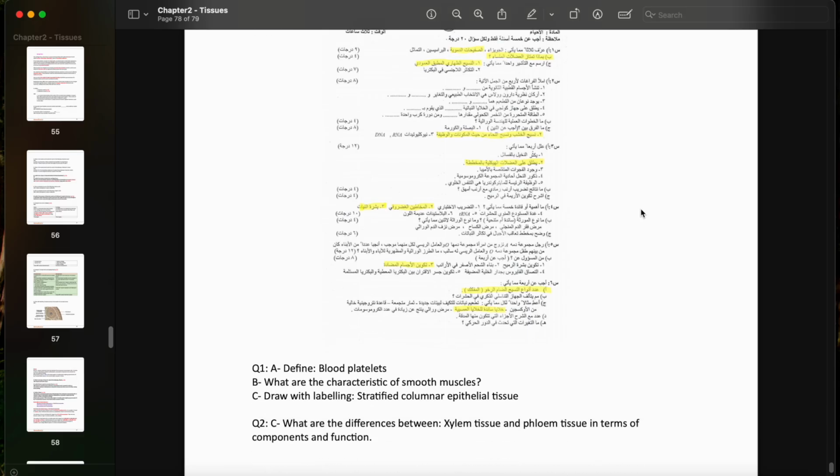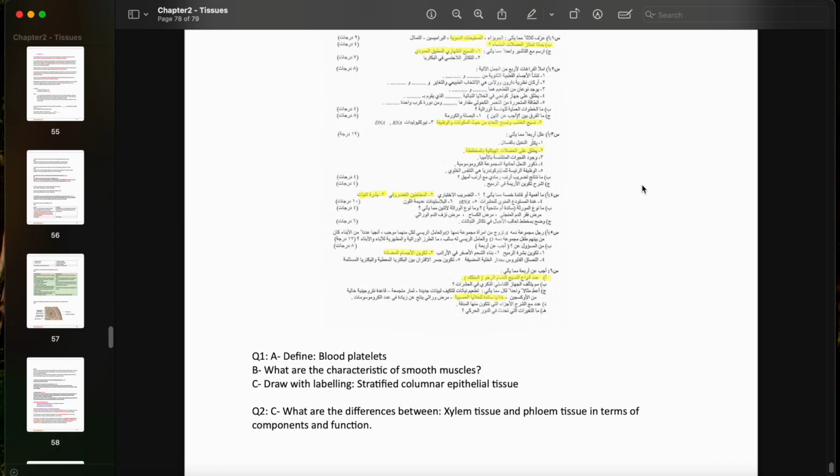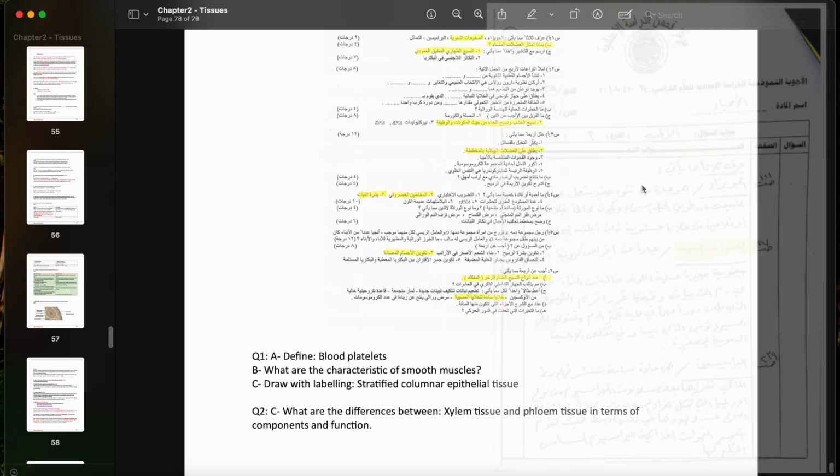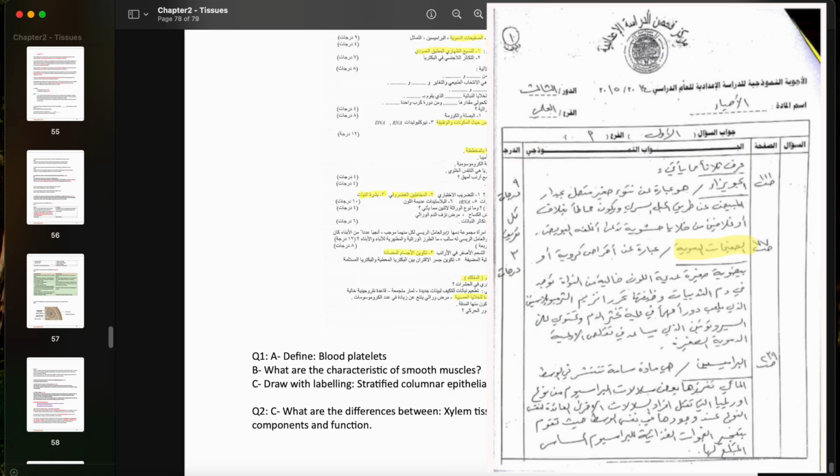Now let's look at question 1. Define blood platelets. The blood platelets are small, colorless, spherical or oval discs without a nucleus. In mammals, they are called platelets, and the diameter of the blood platelets is 2 to 4 micrometers, and the average lifespan of the blood platelets in humans is 9 to 10 days.